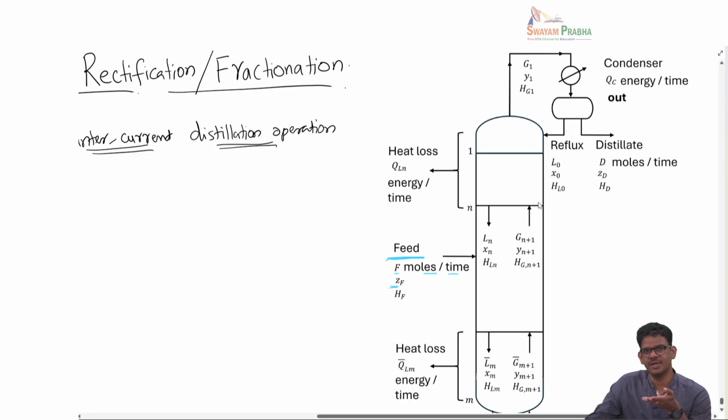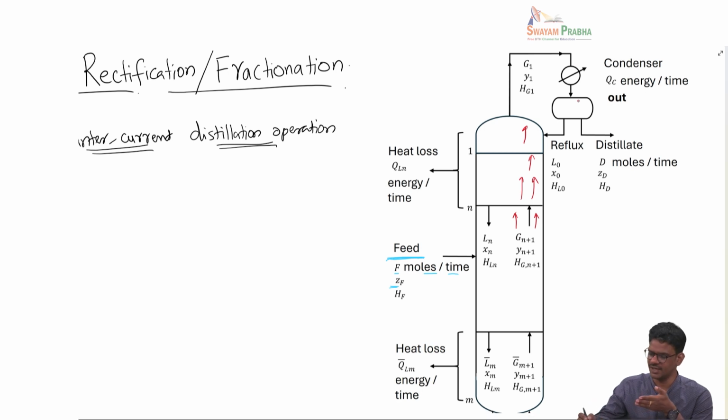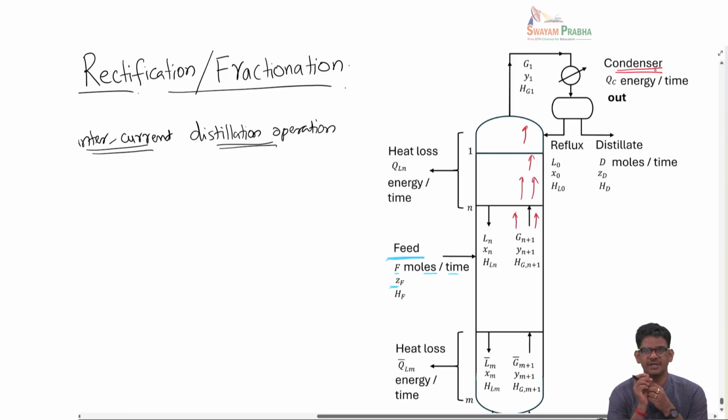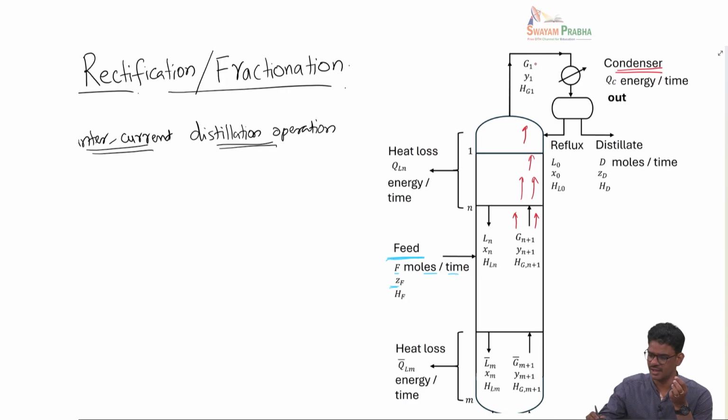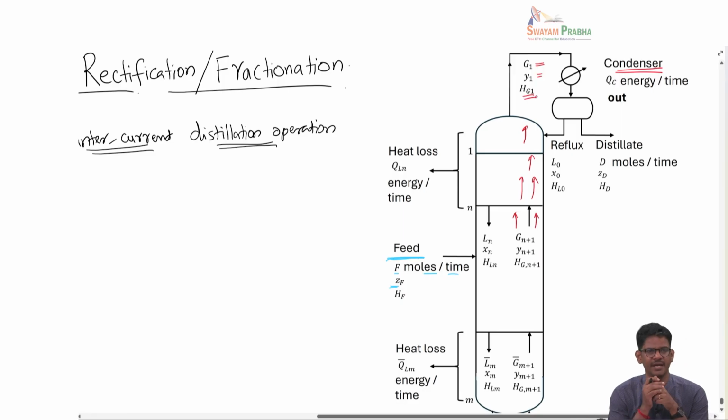So because of the density difference, the vapor will flow upwards through the column perforations or through the bubble caps. So if you have to draw, the vapor goes up through the column, and then it goes to the top of the column, and here we have a condenser. The role of the condenser is to take the vapor which is coming at the top of the column at a molar flow rate of G1 with a composition of Y1 and an enthalpy of Hg1.